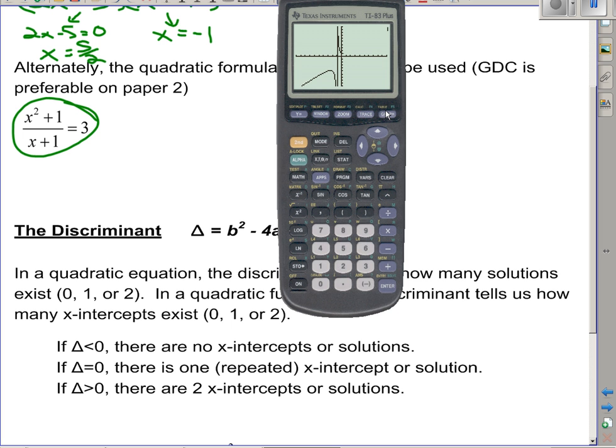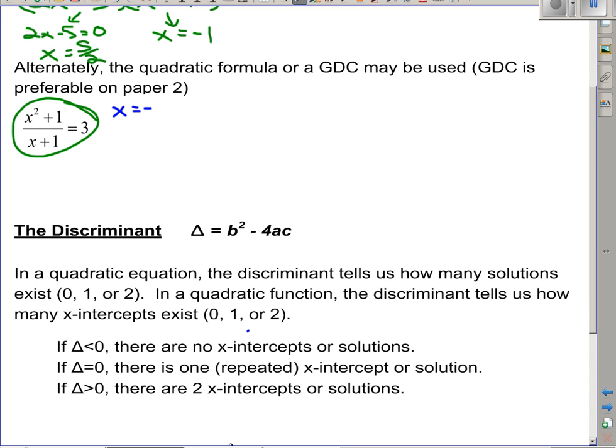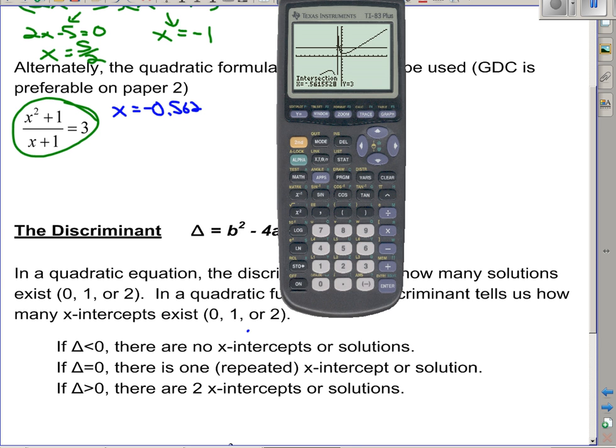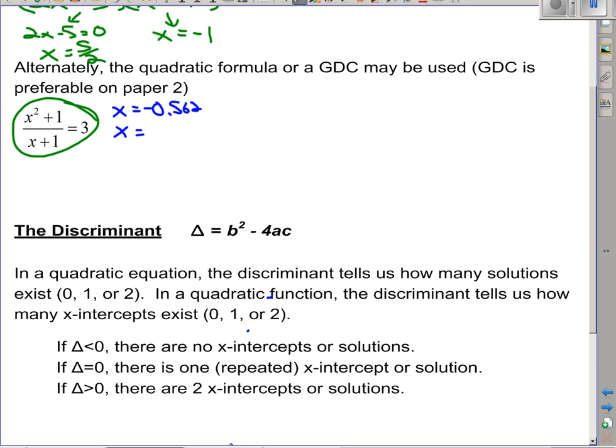Graph. Find those points of intersection. Looks like there are 2 of them. Second calc. Intersect. First curve, second curve. There's a solution at negative 0.562. And you might want to show a little sketch of your graph to back up your method. There looks like there's another point of intersection around x equals 3. And there we go, 3.562. Or, to 3 sig figs, just 3.56.